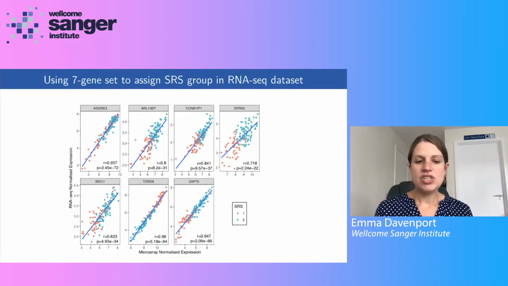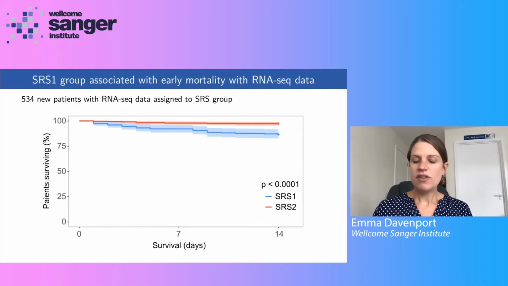So we use this 7 gene set to then call SRS group in our new patients that we have RNA sequencing data for. And when we look at the survival curve, we can see that those with this SRS1 group have much poorer outcome, so that SRS1 is associated with this early mortality compared to SRS2. So this is very reassuring that, again, we can translate our 7 gene set onto a new technology that can be used to assay the transcriptome. And again, in the second half of our GAinS cohort, we are consistently seeing this difference in survival between these 2 groups.